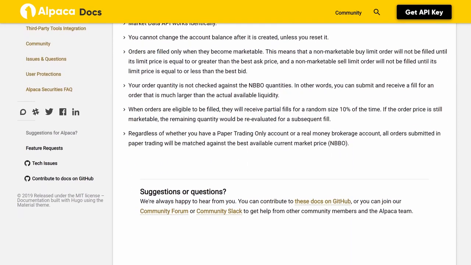In other words, you can submit and receive a fill for an order that is much larger than the actual available liquidity. When orders are eligible to be filled, they will receive partial fills for a random size 10% of the time. If the order price is still marketable, the remaining quantity would be reevaluated for a subsequent fill, regardless of whether you have a paper trading only account or a real money brokerage account. All orders submitted in paper trading will be matched against the best available current market price (NBBO).